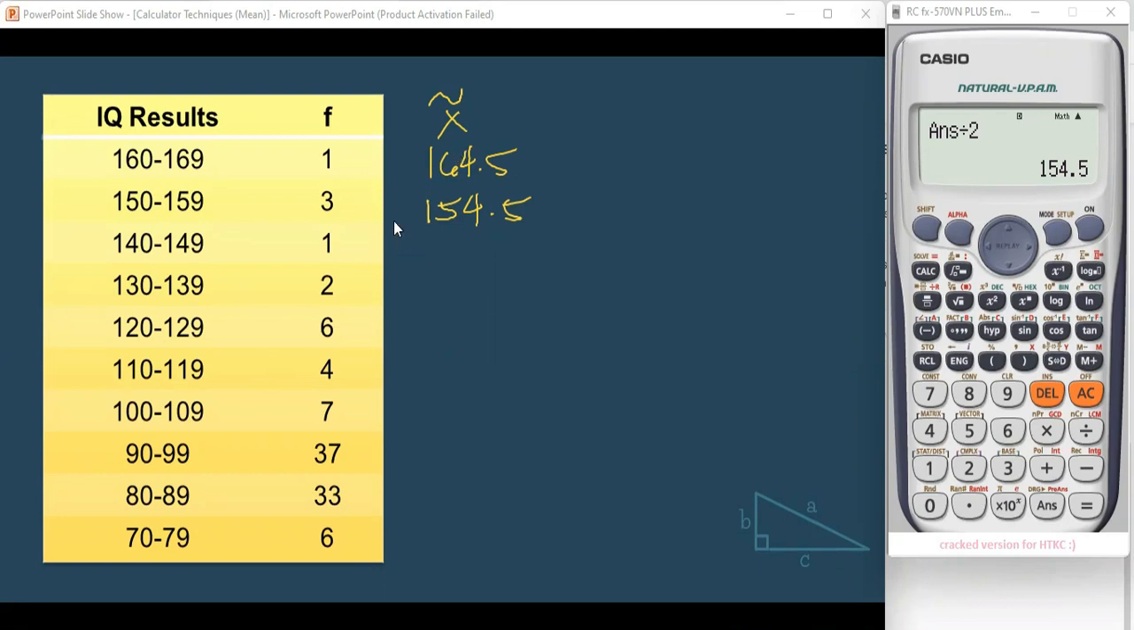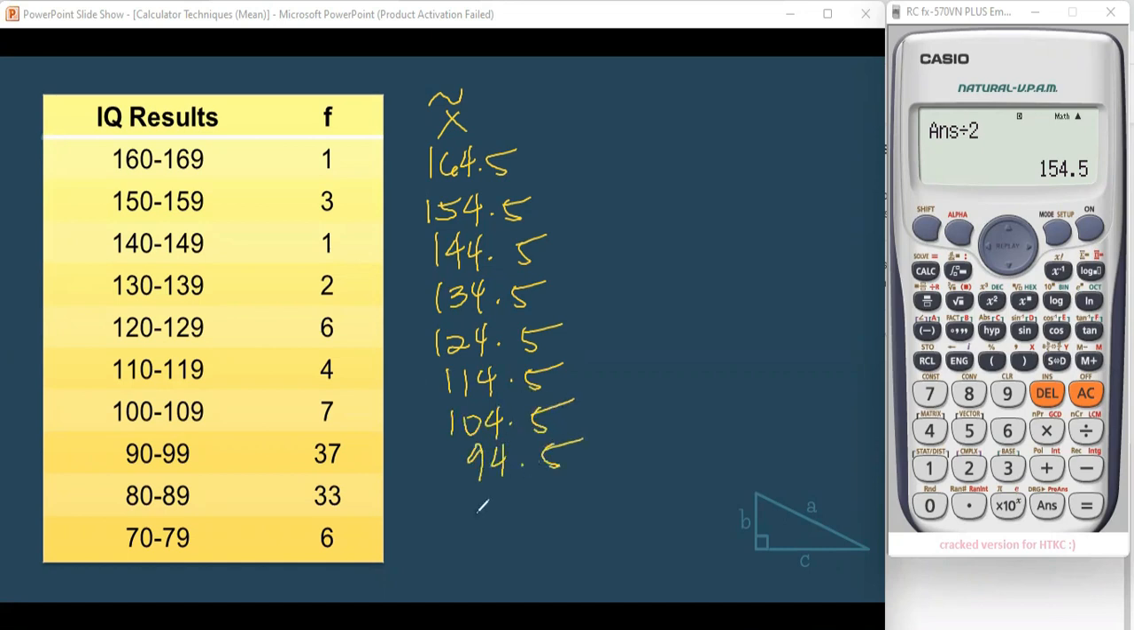Opo, so we have here, kung ito ay 154.5, this would be 144.5, this would be 134.5, this would be 124.5, this is 114.5, this is 104.5, and this is 94.5, this is 84.5, and this is 74.5.